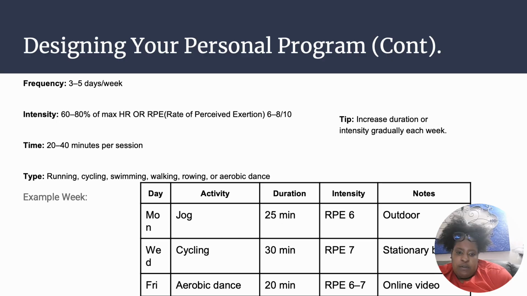For frequency, we have 3 to 5 days. For intensity, we have 60 to 80 percent of max heart rate or rate of perceived exertion. We have 20 to 40 minutes per session. We have running, cycling, swimming, walking, rowing, or aerobic dance. There you can see the graph that you could fill in for each day of the week. A sample weekly plan like this one is provided in your slide. Remember, increase duration and or intensity gradually each week.